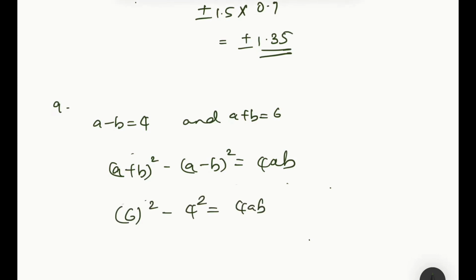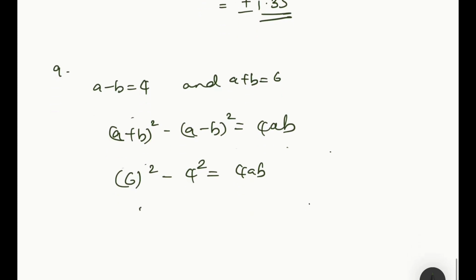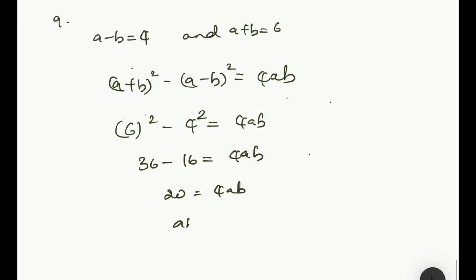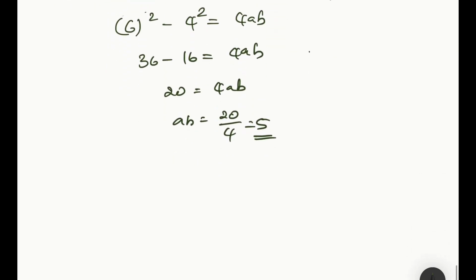6 square is 36 minus 4 square is 16 equal to 4ab. 20 equal to 4ab. ab is equal to 20 by 4 equal to 5 you get. Okay. So you got the value of ab. That is the second sub question.